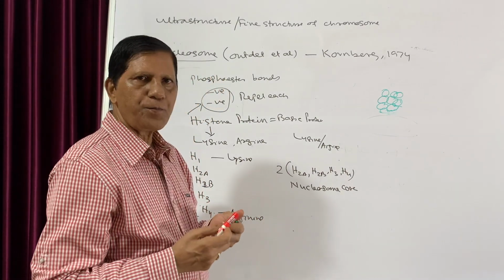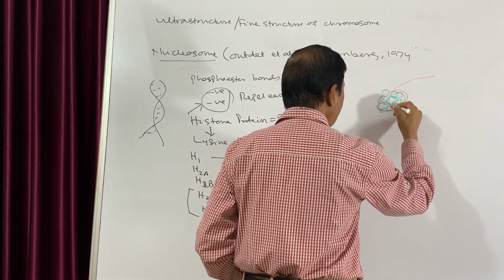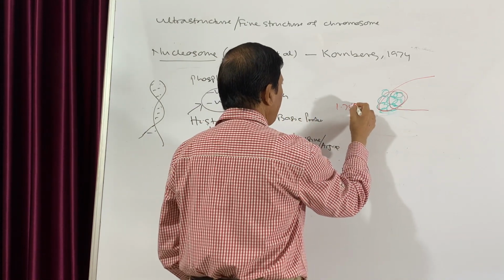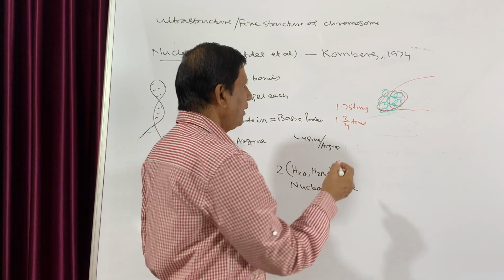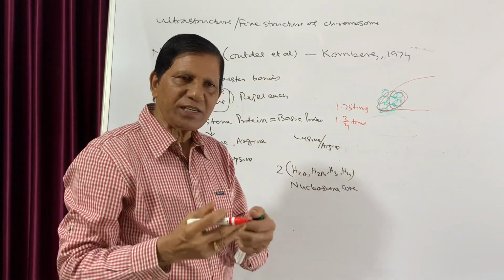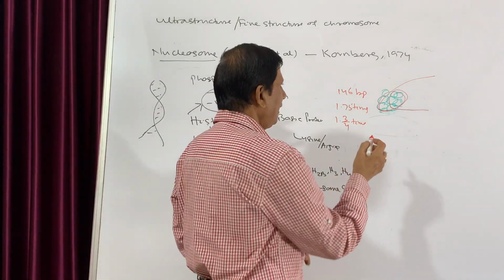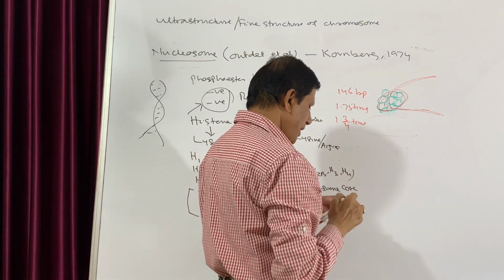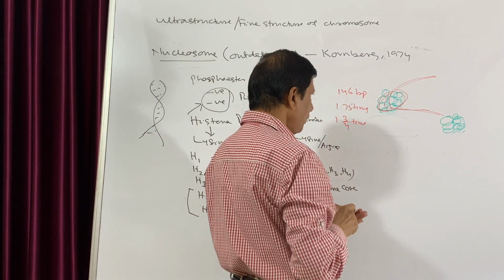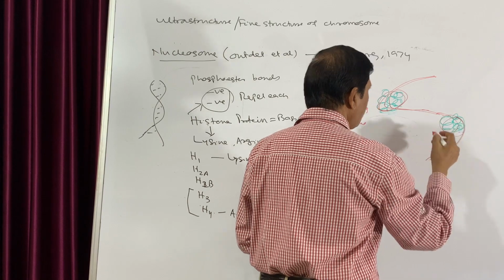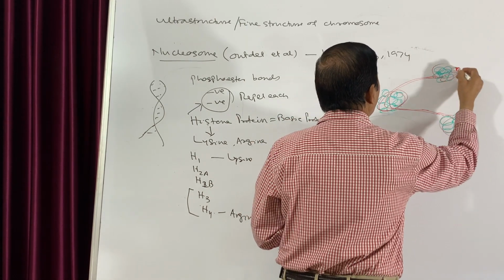Now this nucleosome core is wrapped by the DNA molecule. And how many times is it wrapped? It is wrapped 1.75 times, or we can say 1 and 3/4 times. And while wrapping, it contains 146 base pairs of DNA. Then this DNA molecule moves, and again it wraps another nucleosome core, again 1.75 times. Then again it moves, and on this side also it wraps again, and this side, like this.